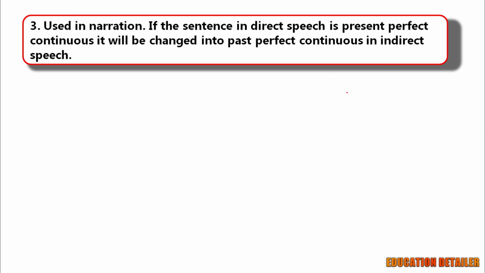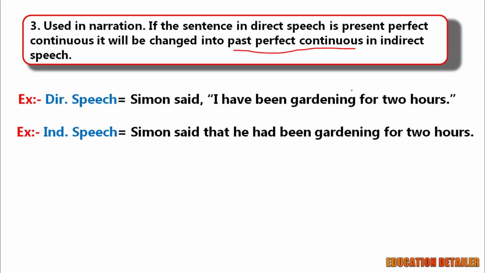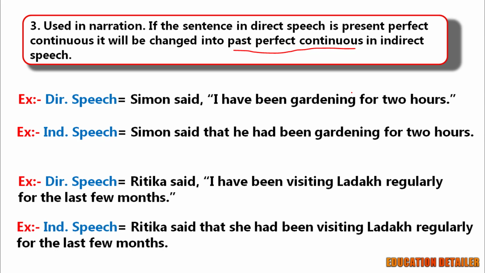When the sentence in direct speech is present perfect continuous, it will be changed into past perfect continuous in indirect speech. Simon said, "I have been gardening for 2 hours." Present perfect continuous. Simon said that he had been gardening for 2 hours. Past perfect continuous. Ritika said, "I have been visiting Ladakh regularly for the last few months." Ritika said that she had been visiting Ladakh regularly for the last few months.